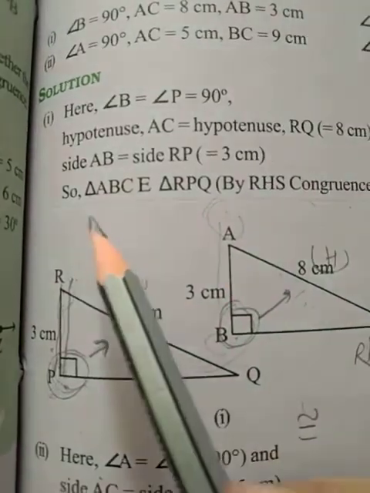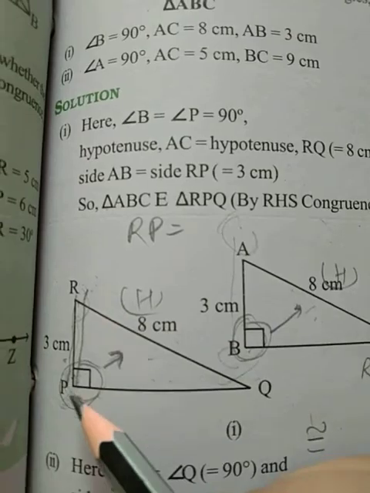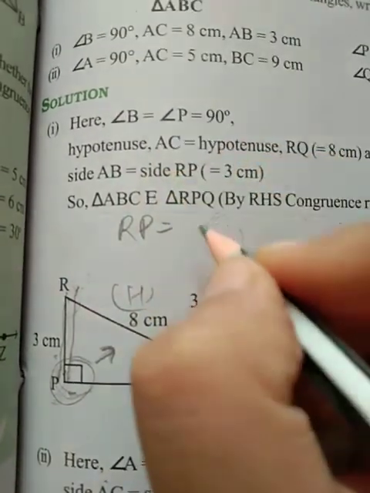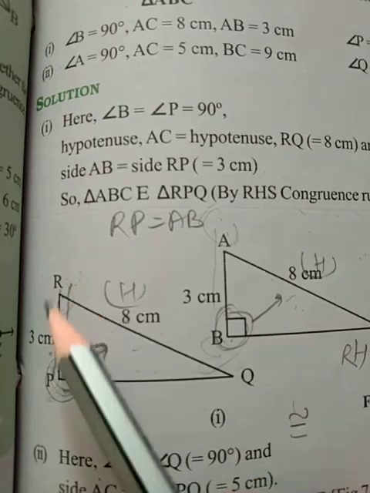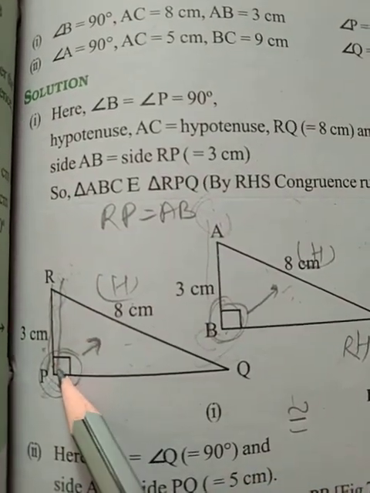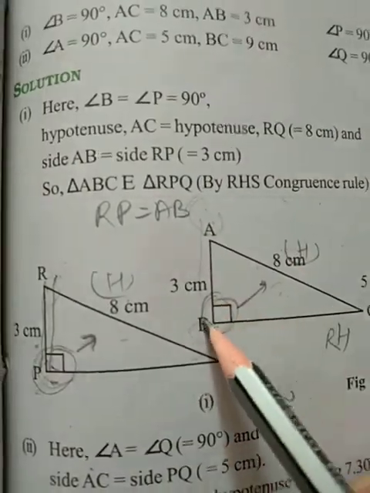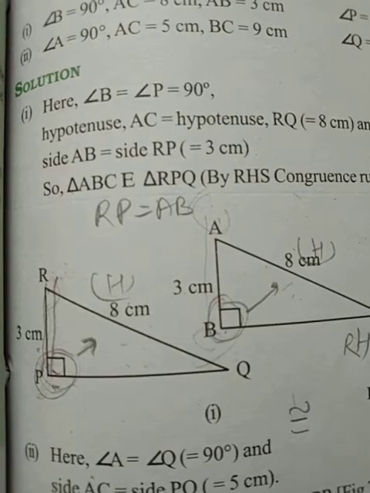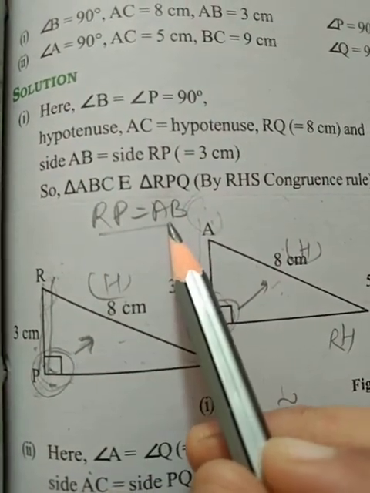No, you will write RP equals to AB. Why will we write this? Because R is in between 3 and 8 and it is ending on this 90. A is in between 3 and 8 and it will end on 90. So in the same way you have to write. Okay, this is the side.